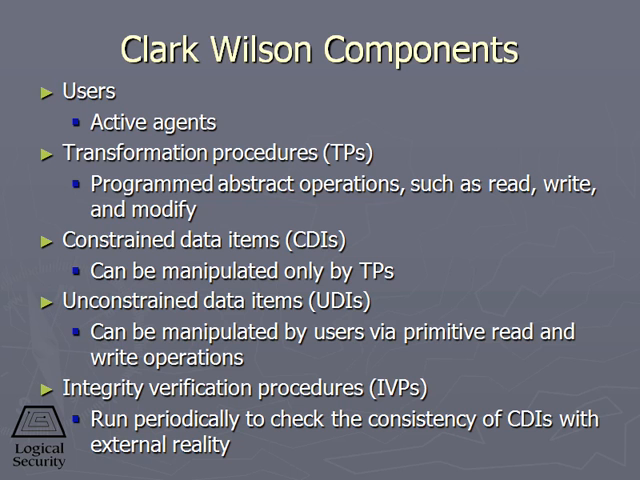And then to further ensure the integrity of the information, we have IVPs, or integrity verification procedures, that act along with the transformation procedures on constrained data items. So the more secure route is the transformational procedure on constrained data items, followed up by an audit trail, if you will, of integrity verification procedures on those constrained data items. The ones that have lesser level of integrity are the unconstrained data items that the user can actually manipulate directly.